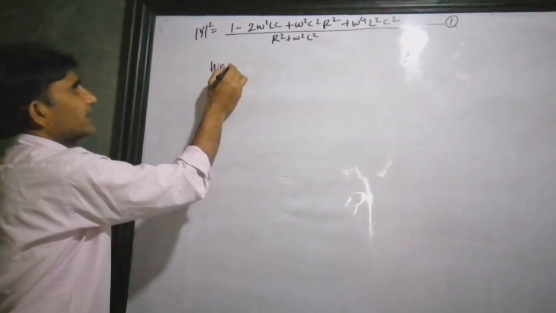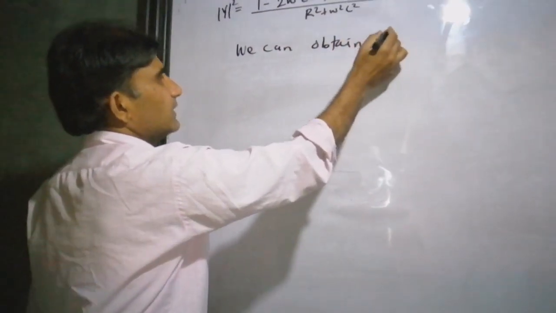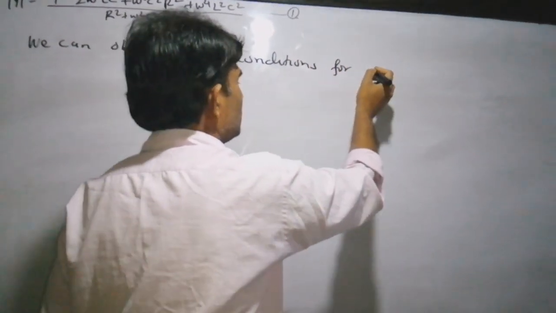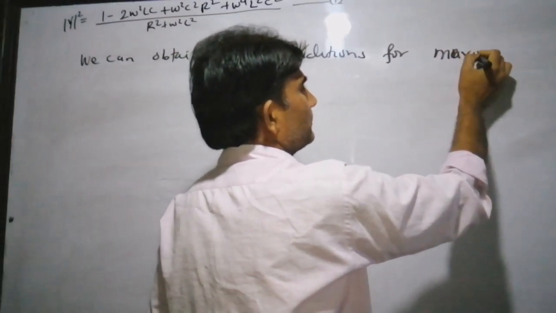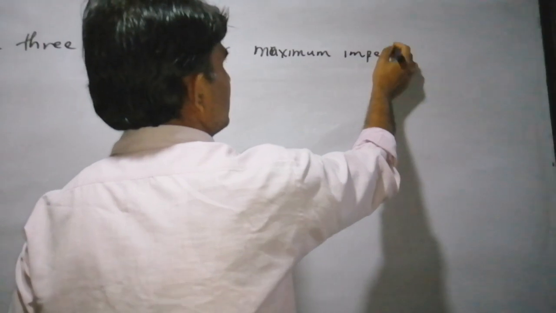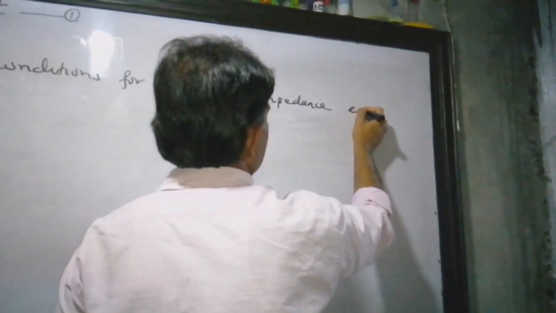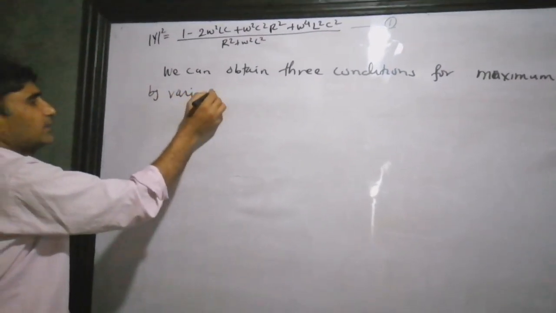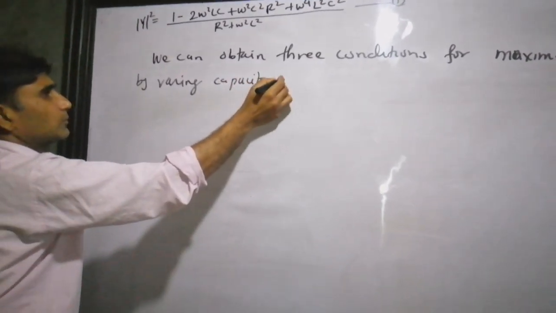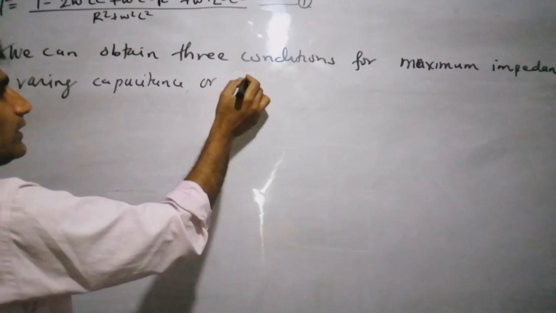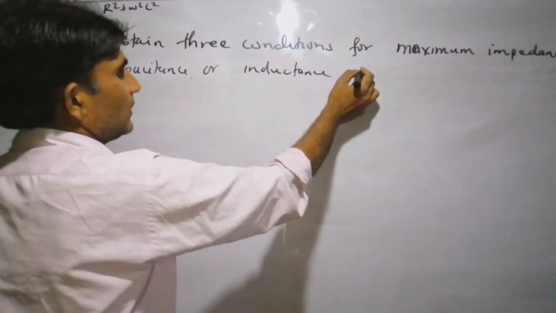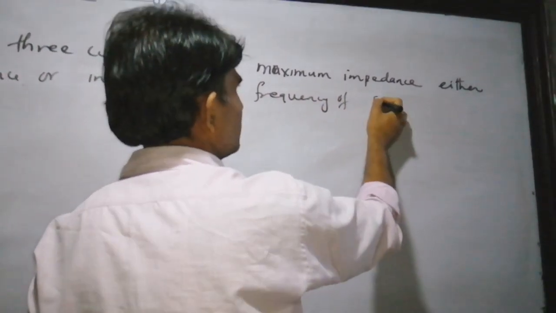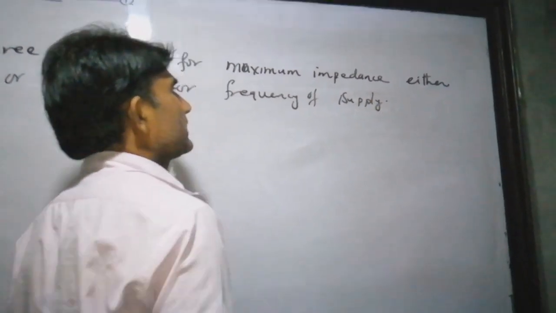here let me write first, we can obtain three conditions for maximum impedance either by varying capacitance or inductance or frequency of supply. So there are three conditions.